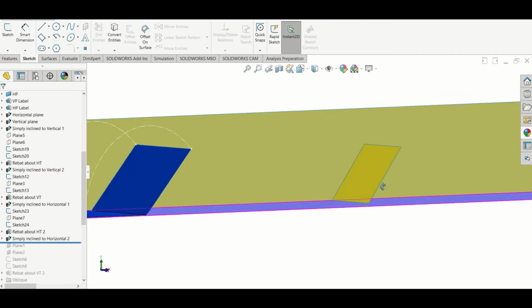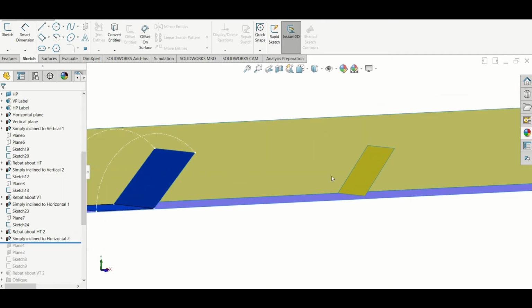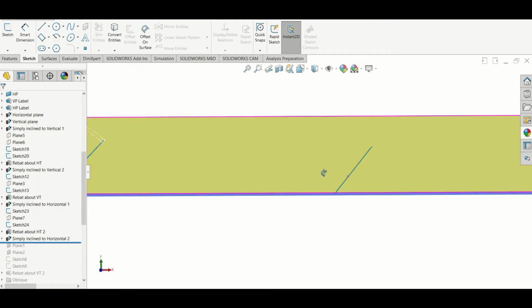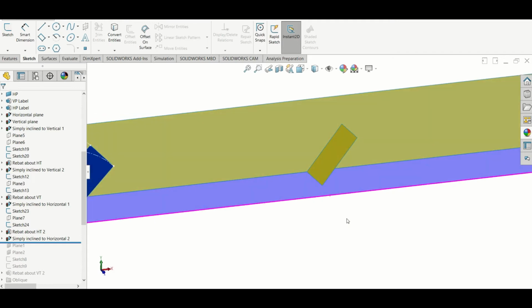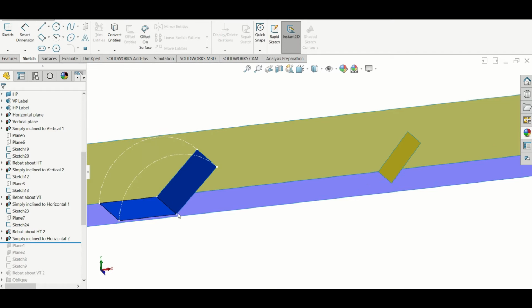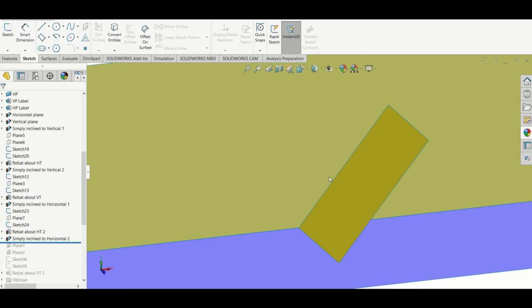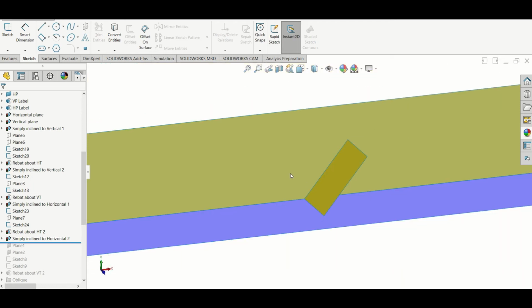again, simply inclined to the horizontal plane, just like this one right here, making an angle of approximately 60 degrees there to the horizontal plane. I have my vertical trace up along where it intersects the vertical plane. I have my horizontal trace coming out along here. And this time, well, the last time I rebatted about the horizontal trace, this time I'm going to rebat it about this vertical trace.